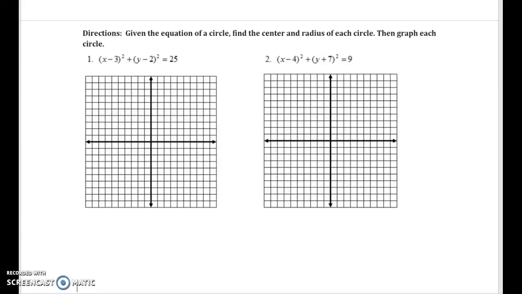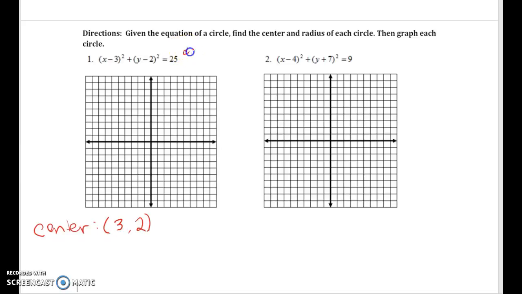So Unit 10, Lesson 1, we're now given the equation of a circle. We want to find the center and the radius of each circle and graph the circle on the coordinate plane. So again, we're going to look at these equations. We want to take the opposite sign of what we see inside those parentheses to get our center. So 3, 2, again, opposite signs.